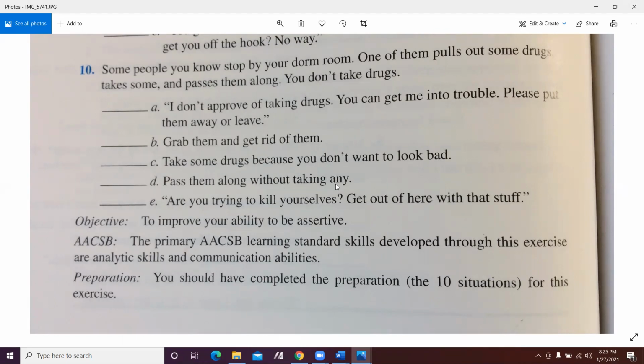Pass them along without taking any. Aggressive. Then E: are you trying to kill yourself? Get out of here with that stuff. I think this is aggressive, yes. I think this one is assertive, correct. I don't approve of taking drugs. You express your opinion. You can get me into trouble. You tell about the consequence directly to the other person or the relevant people. Please put them away, using please in a non-hurting way. Put them away or leave. This is assertive, correct.